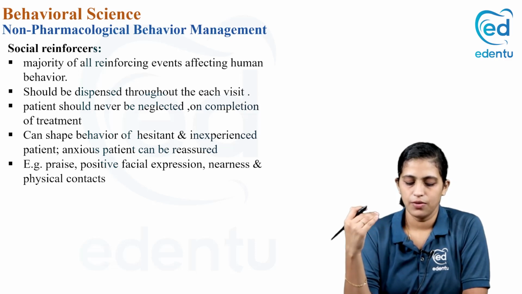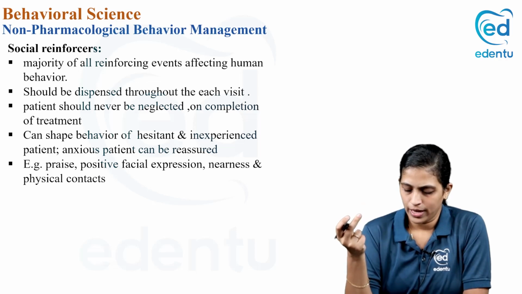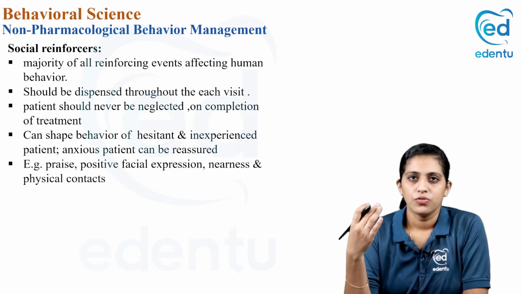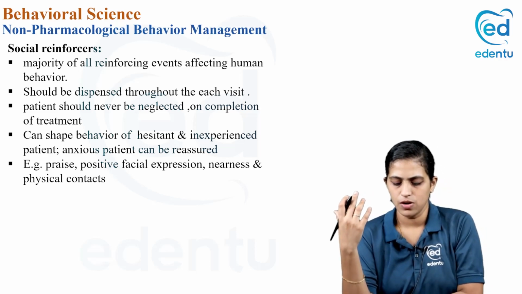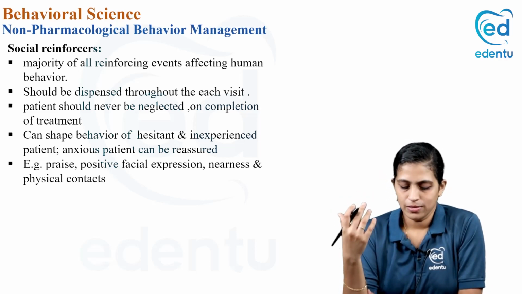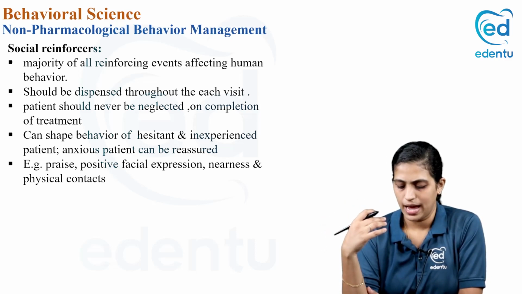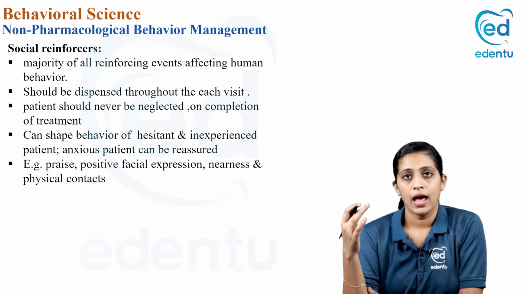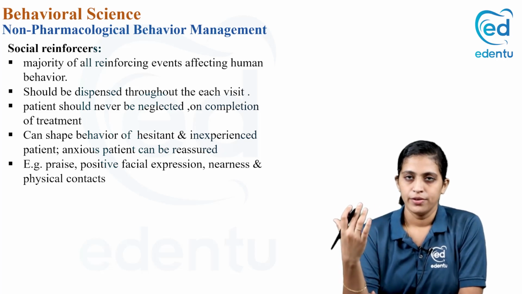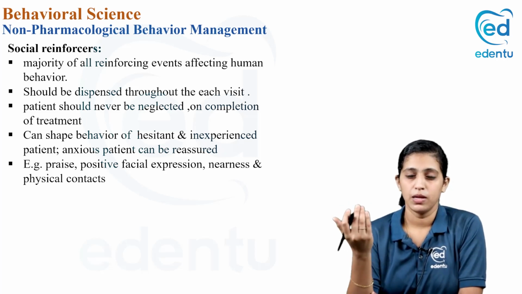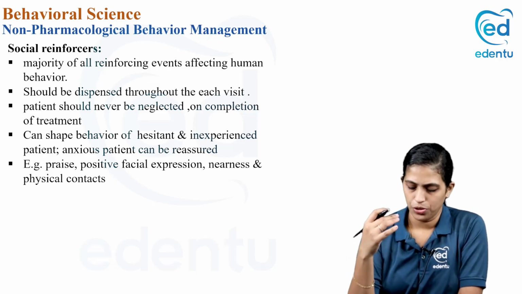The different types of social reinforcers are praising the child, showing positive expression, nearness, and physical contact, like a handshake or patting their back, etc. These are all different types of social reinforcers that can help shape the behavior of the hesitant and inexperienced patient. If the patient is new to the treatment, it helps them to shape their behavior. And if the child is very anxious, it's a method of reassuring them.